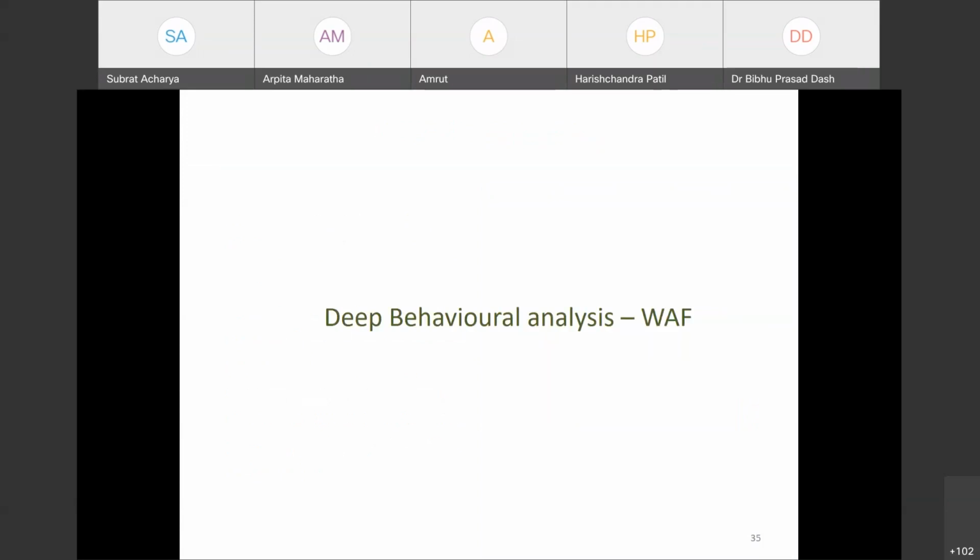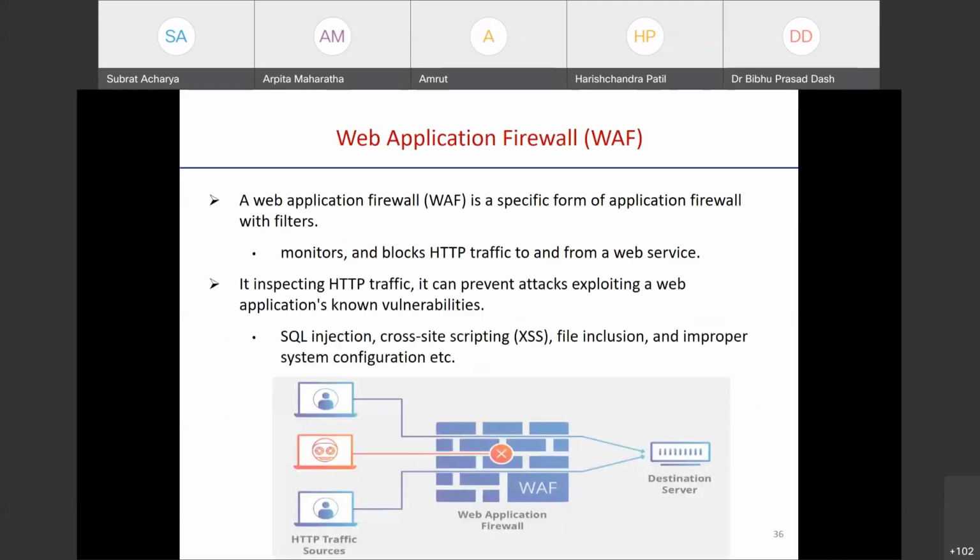input. So now coming to the fourth device, that is web application firewall. So as we know, the web application firewall has to take care of application level vulnerabilities, and basically it will block the traffic based on the signatures of application level vulnerabilities, as we know, the common vulnerabilities like cross-site scripting and SQL injection, or file inclusion, or improper system configuration. So those type of signatures will be there in the application firewall.